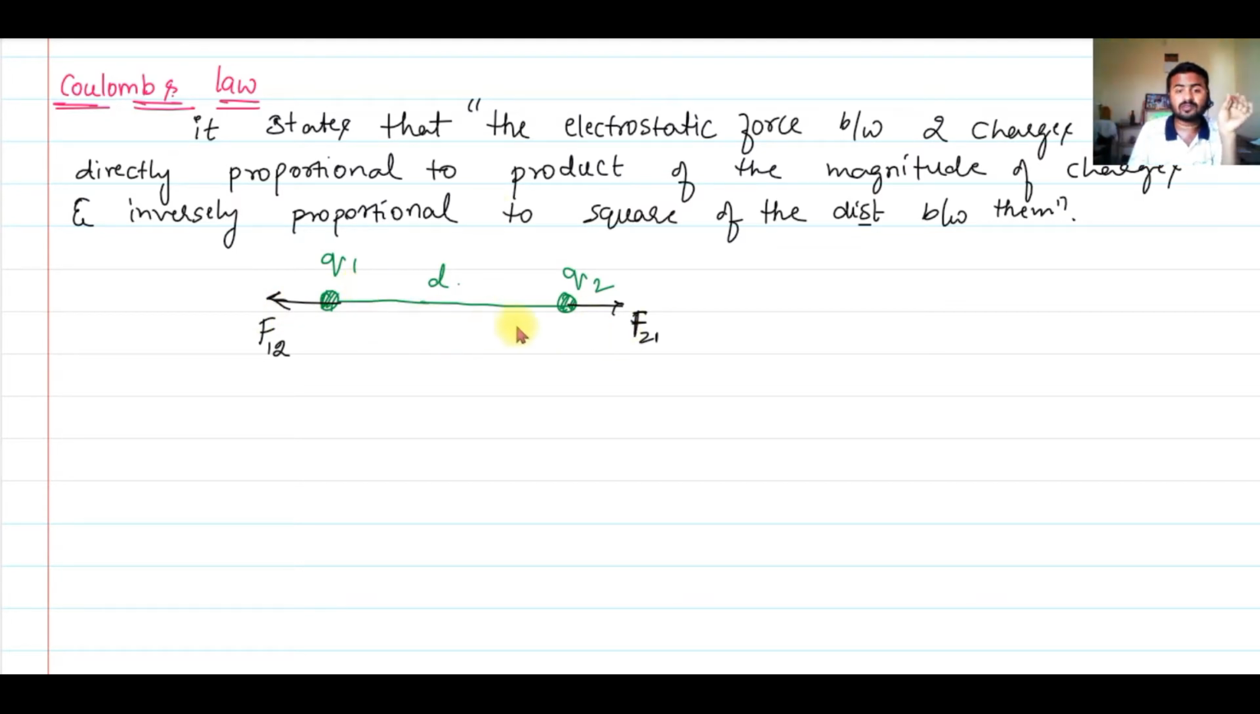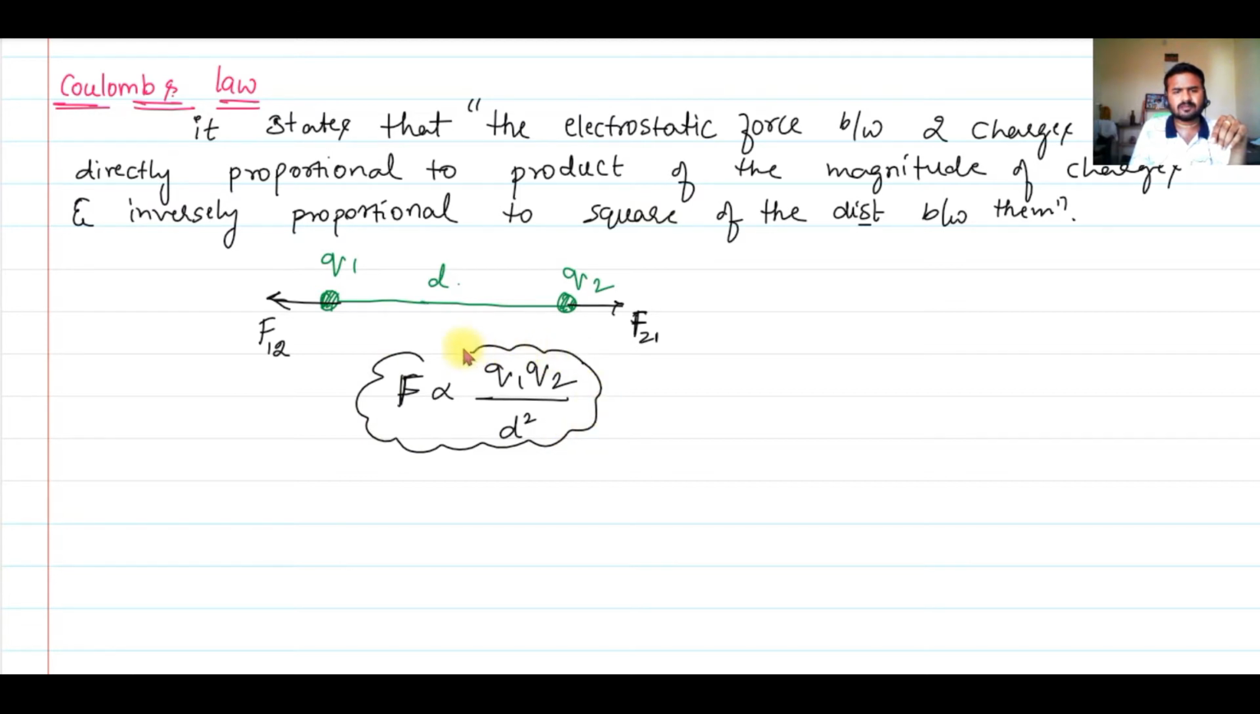And how much is this force? The force that exists between these two charges is directly proportional to the product of the magnitude of charges, and inversely proportional to the square of the distance between them. The distance between them is d. Now this is very important. This is very similar to Newton's law of gravity: the force between two masses is directly proportional to the product of the masses and inversely proportional to the square of the distance between them.